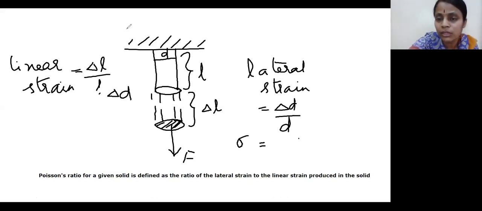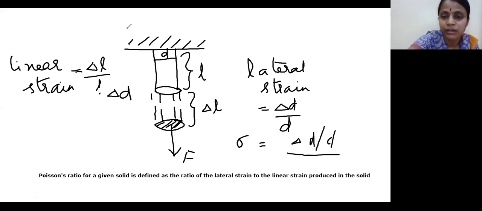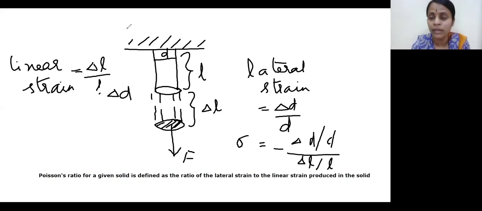So what will happen to sigma? Sigma is going to be del D upon D divided by del L upon L. But I'm going to give a negative sign along with it, because as the numerator increases, the denominator decreases. The negative sign shows that they are inverse.